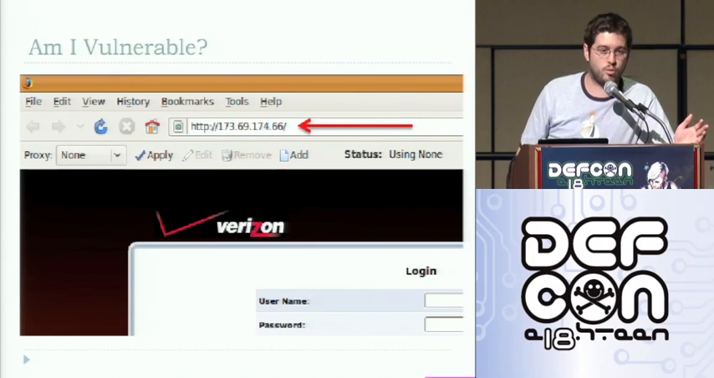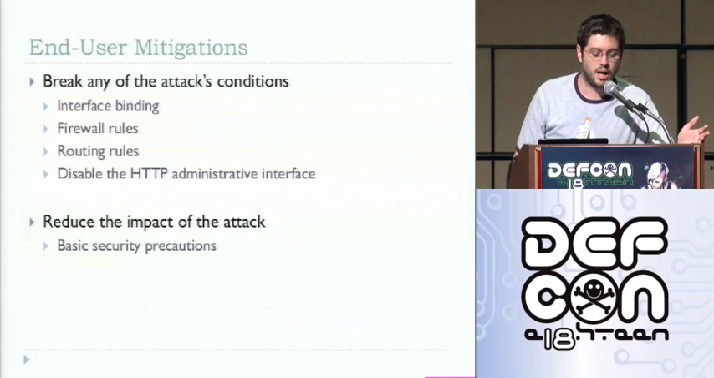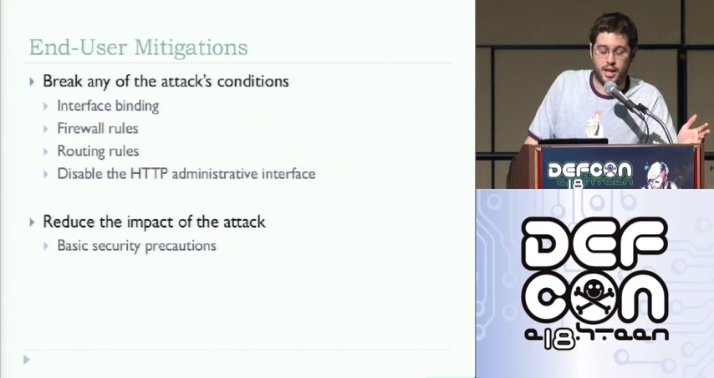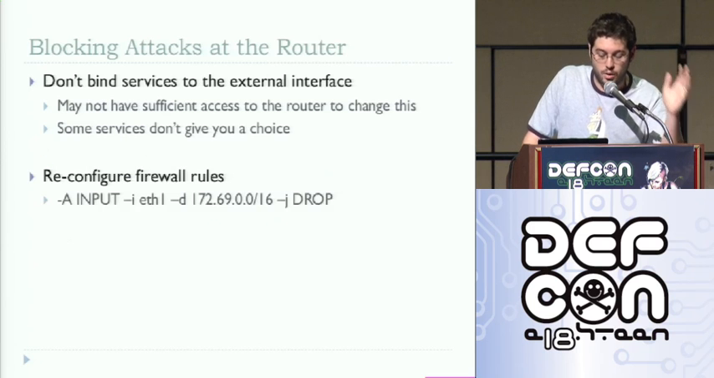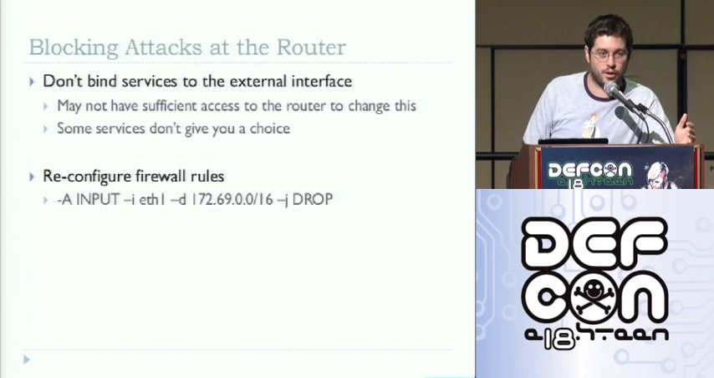So, okay, let's say that you are vulnerable. There are some very simple steps you can take to stop it as an end user. First of all, we can basically break any of those 3 requirements we have for the router, and if any of those are broken, the attack doesn't work. And we can also reduce the impact of the attack just by basic security measures. So if you have sufficient access to your router, you may be able to change the services so that they only bind to the internal interface.